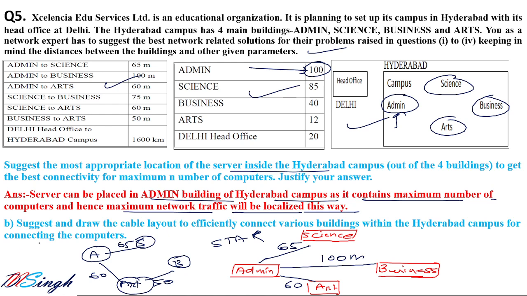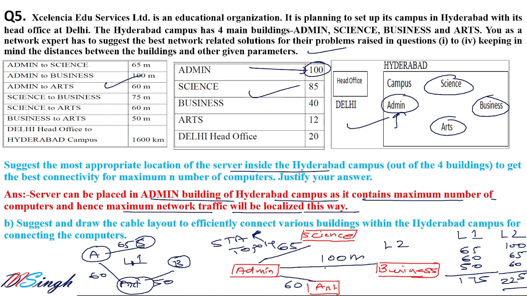We call this layout 1, and this is layout 2. For layout 1, we require cable of 65 plus 60 plus 50, so 175. And for layout 2, how much do we require? 100 plus 65 plus 60, so 225. But here we get a star topology. We do not get a star topology in layout 1.